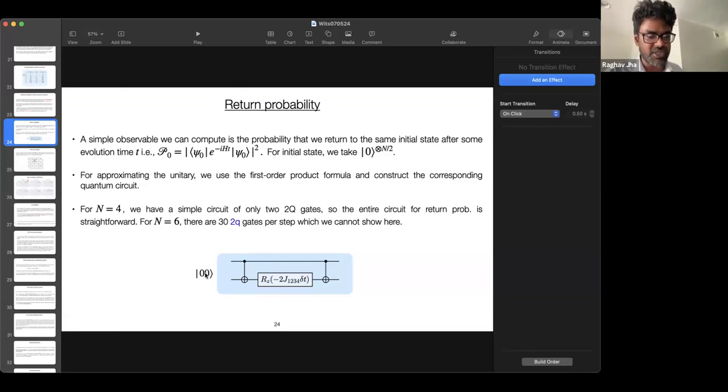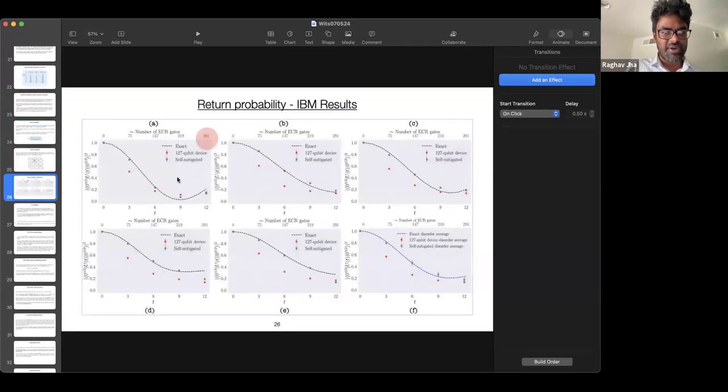Yeah, so the way we compute the return probability is that we are starting from the state which is all spin up. So for example, for n equal to 6, you start with the state 0, 0, 0. Then you have your Trotter circuits. Looking at these diagrams, you see that there are points at t equal to 3, 6, 9, 12. One of the things about self-mitigation is that you can only do an even number of Trotter steps because of the way the mitigation technique is built.